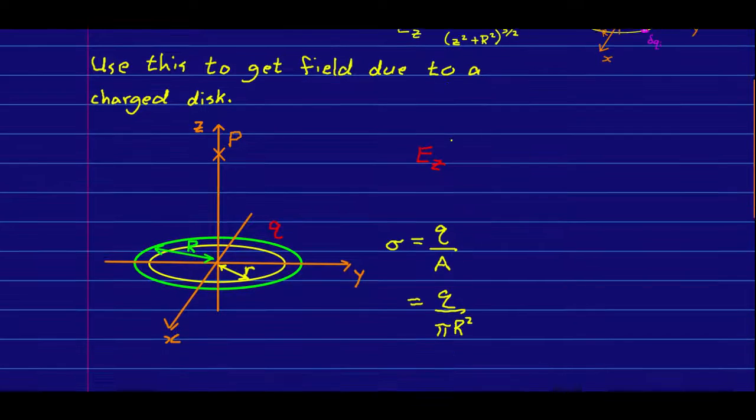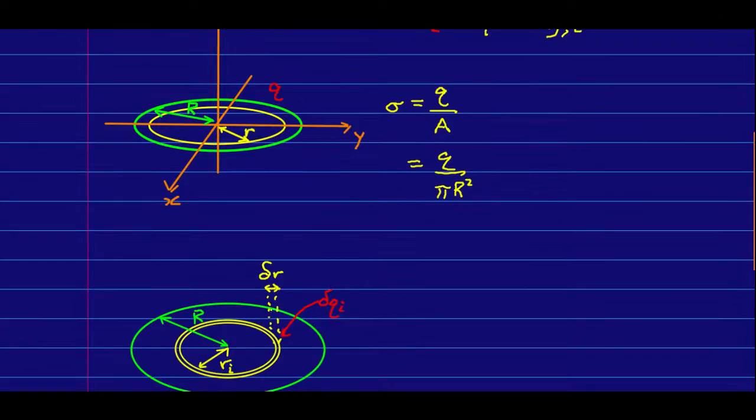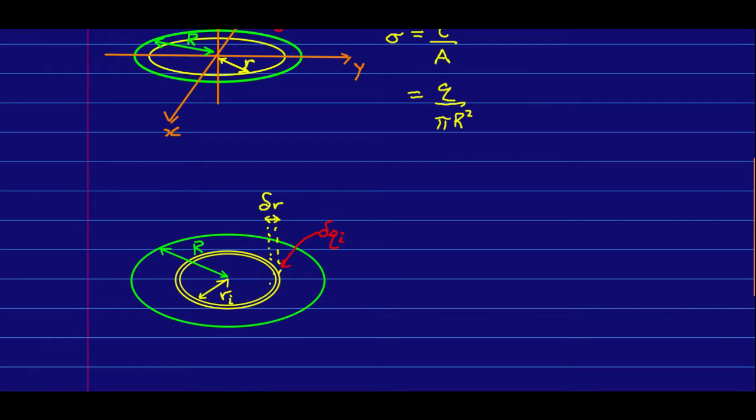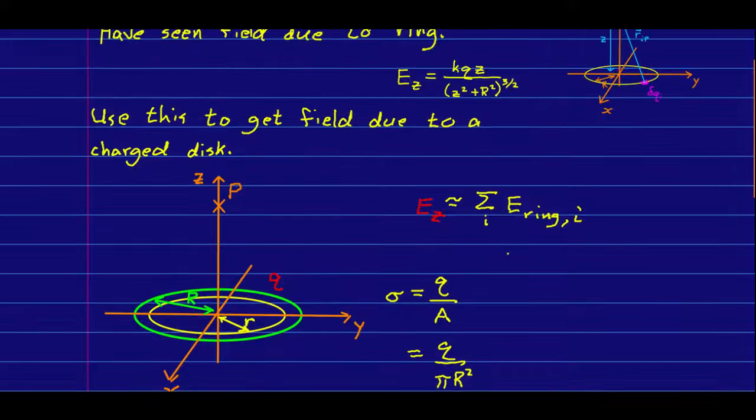So let's now start writing our E. So we know it's going to be approximately a sum over i of E fields due to rings. So I'm just going to write E due to the ith ring to schematically give the idea of what I'm doing. So I'm thinking of breaking this up into many, many rings, and I'm just summing over the E fields due to all of them.